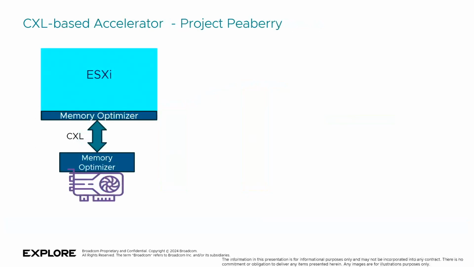So let's move to the second solution, which we have been building for quite a while, and it's kind of revolutionary because this is one of a kind built in the industry. It's a CXL-based accelerator called Project Peaberry. So CXL is Compute Express Link. It's a new protocol developed about a few years ago. And what it provides is the ability for the CPU to directly run its instructions on a PCI device. So they have enhanced the PCI spec and called it CXL.